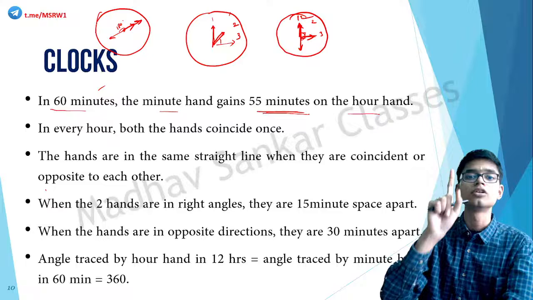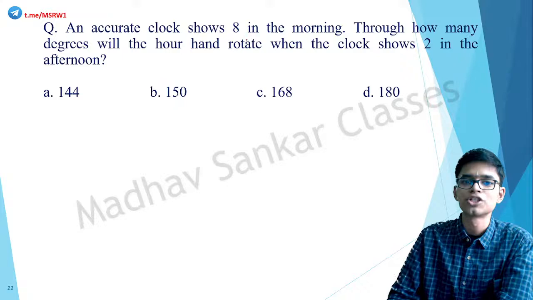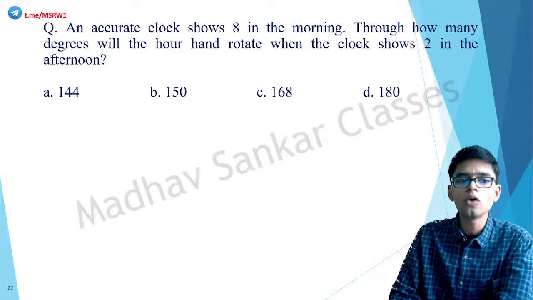Understood. Now let's do some questions. Only 5 questions and we will finish this soon. An accurate clock shows 8 in the morning, 8 a.m., 8 o'clock in the morning. Through how many degrees will the hour hand rotate when the clock shows 2 in the afternoon?